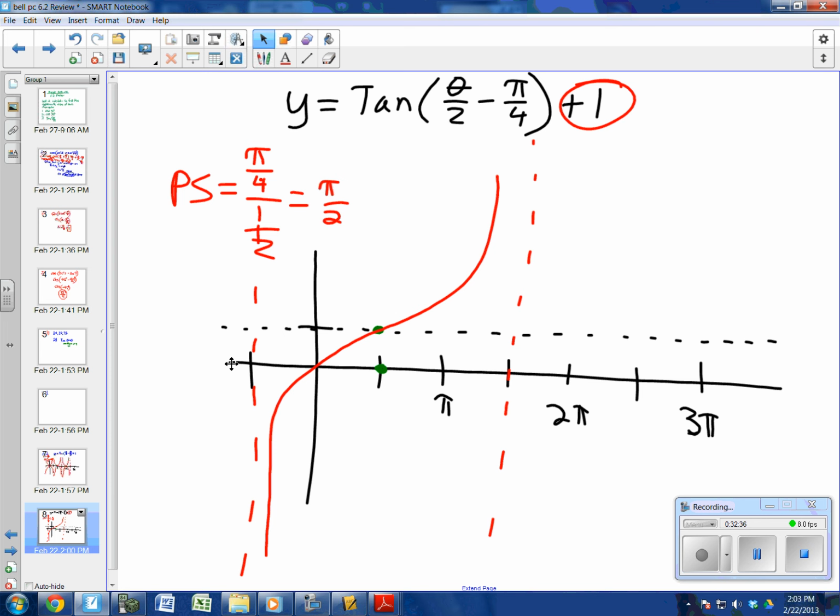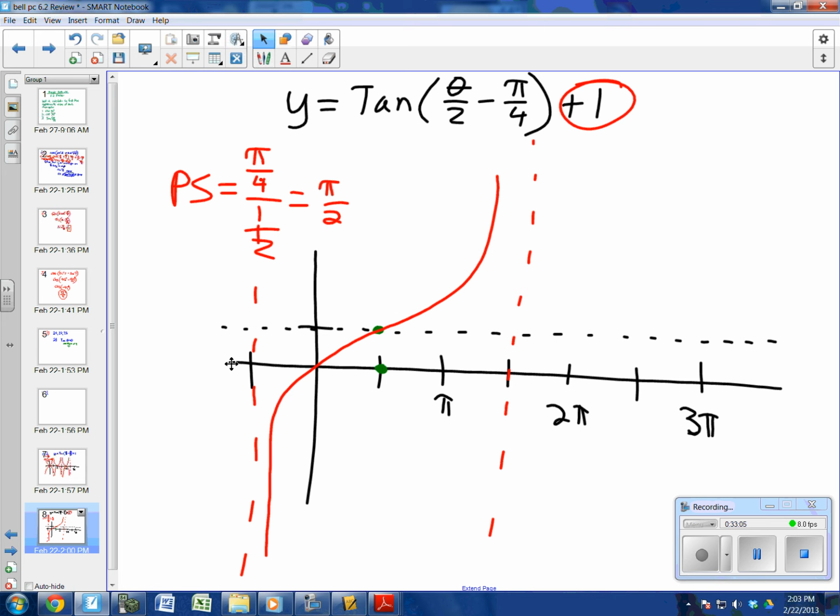Okay, it's going to shift pi halves, and the new period is going to be a length of 2 pi, which it is right there. Callie. You had the what already? Uh-huh. To see the rest of it?